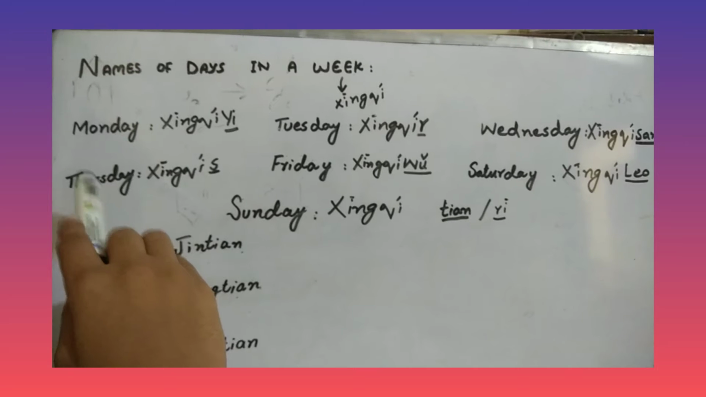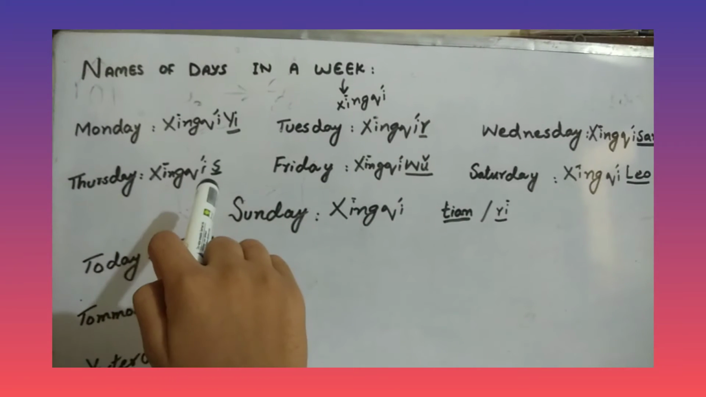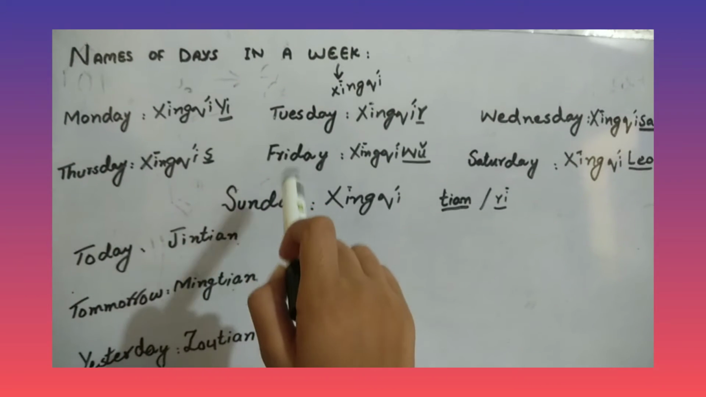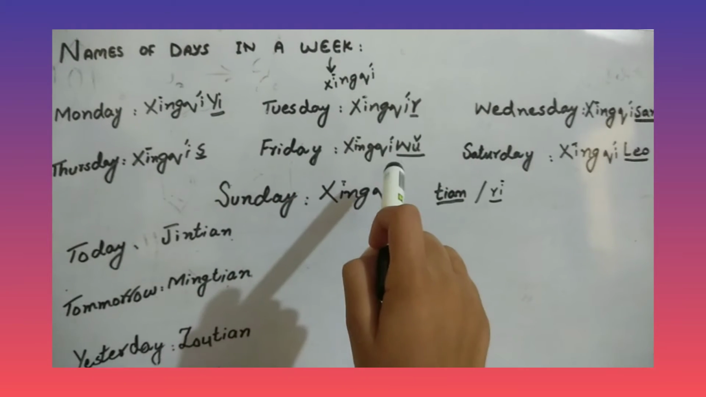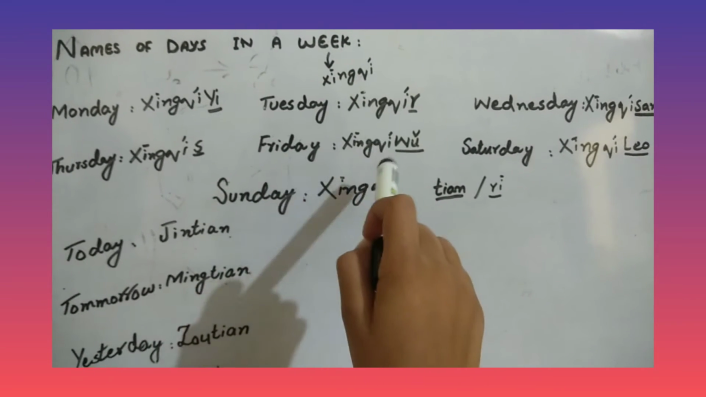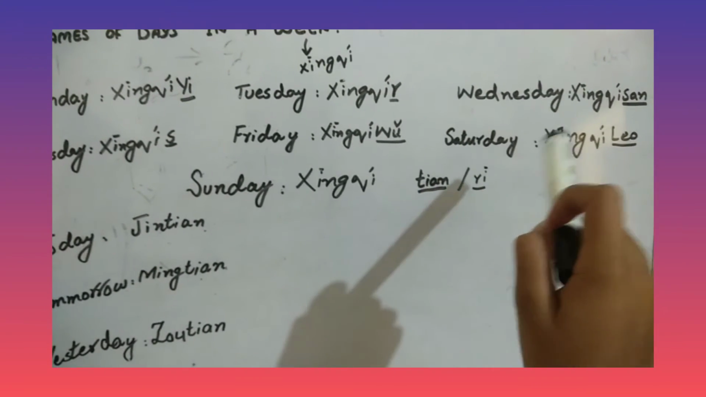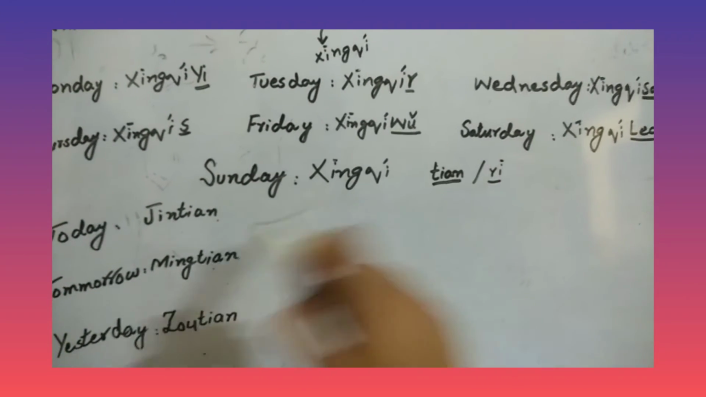After Wednesday, there is Thursday. Thursday will be xing shi s. Friday will be xing shi wu. Saturday will be xing shi liu.